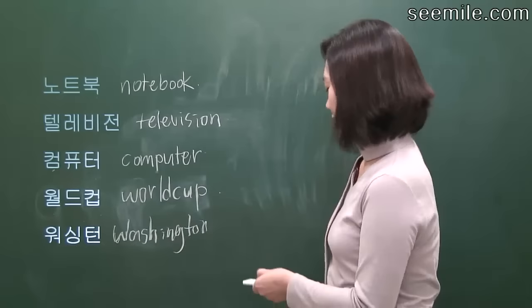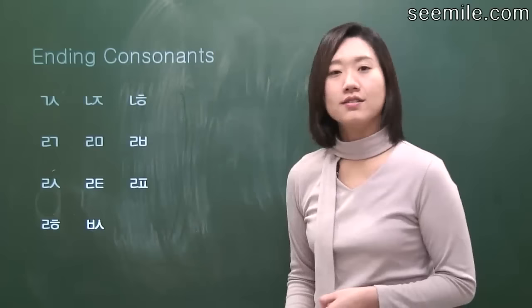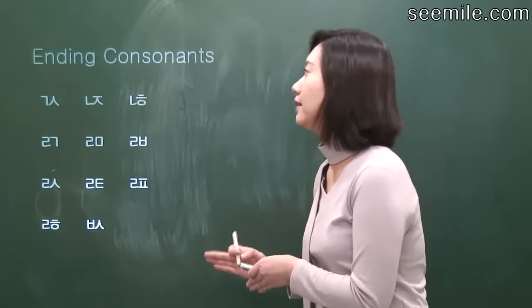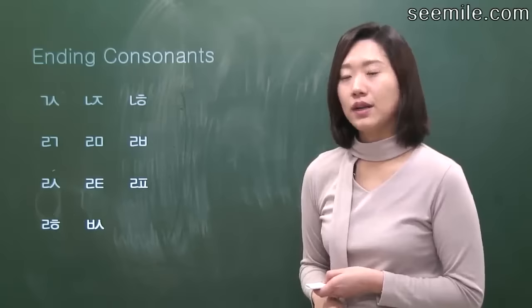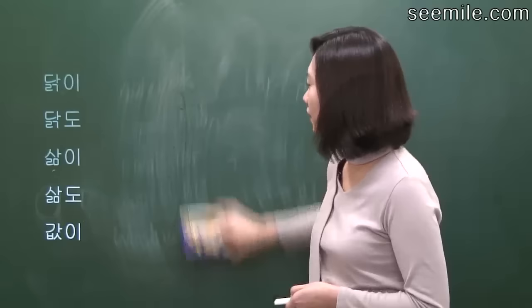Okay, and next, these are also ending consonants. However, these ending consonants are composed of two characters. We say two consonants characters. These 11 characters are only used at ending of the syllable and it cannot be used at beginning of the syllable. However, you don't memorize all of these characters. I will show you how to read these characters.